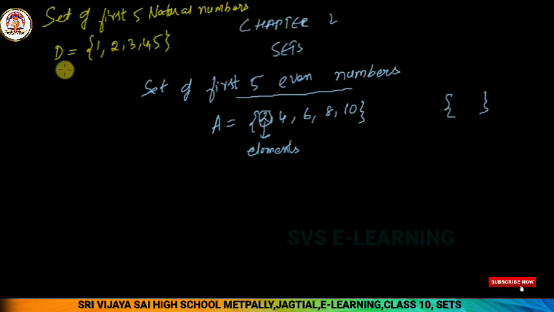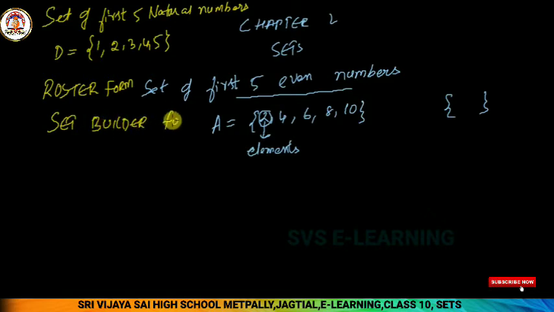Now, there are two ways by which we can write down a set: roster form and set builder form. One is a roster form and the other is a set builder form. Here in set D, I have listed out the elements of the set. This is known as roster form.